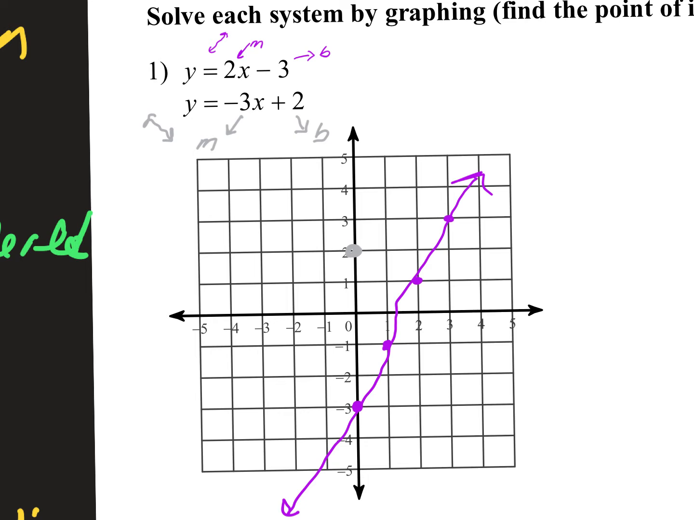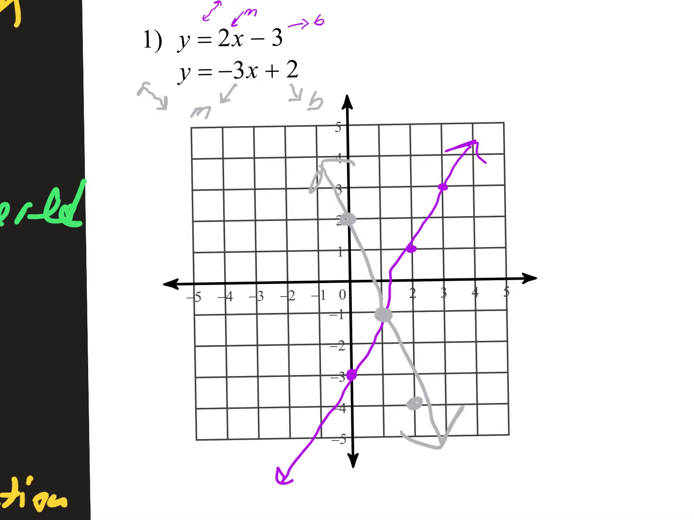So when you go from that point, you're going to go 3 over 1. You go down 3: 1, 2, 3. You're going to go to the right one. Then down 1, 2, 3, then over 1. And you connect those dots. I need to see both lines, not just where they meet. So there you guys have graphed both lines, and there is their solution.